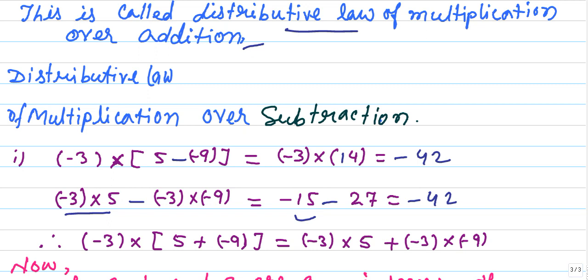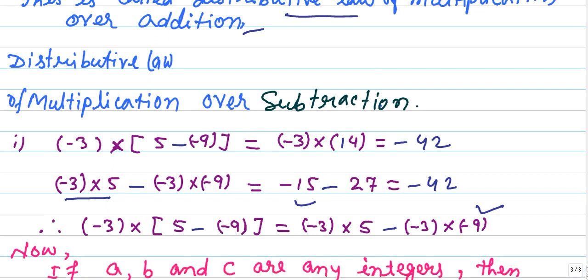Then you can write here minus 3 into the big bracket 5 minus, and in bracket minus 9, big bracket close, equals minus 3 into 5. Here we write minus, and then minus 3 into minus 9. You can say that it is a verification, and you can also call it verification.